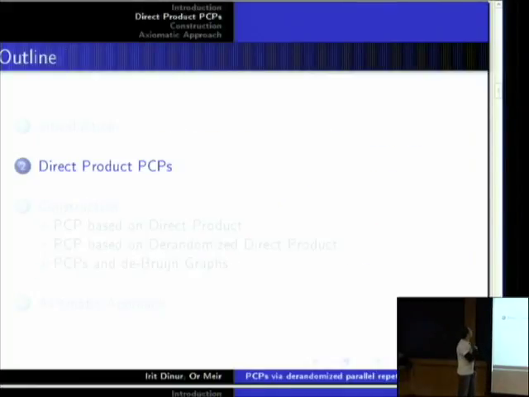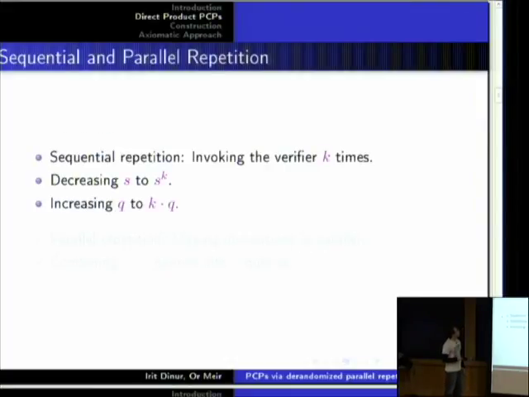So now we get to the second part, in which I'll say what this derandomized direct product approach is, and hopefully I will convince you that it is interesting. So I'll begin with something much more basic. What is sequential repetition and what is parallel repetition?